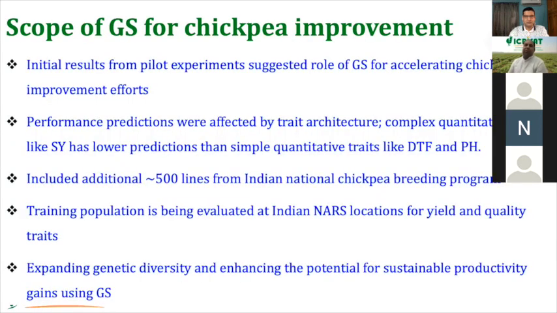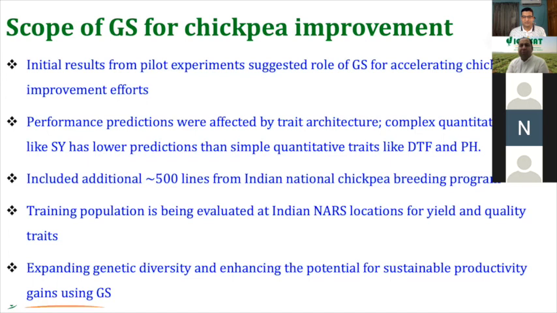So based on these comparisons, we find that the initial results from this study say that GS definitely has a role in accelerating the chickpea improvement effort. Prediction accuracy for seed yield was lower compared to days to flowering and plant height. As I mentioned previously, there are some challenges about the relationship. So we started work with Dr. Bhardwaj and the All India Chickpea program. We added an additional 500 lines from national breeding programs to the training population. This year, the training population is evaluated at different locations for yield and quality traits, and we are expanding the diversity to increase the genetic gains using genomic selection.